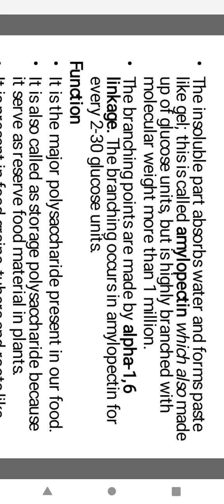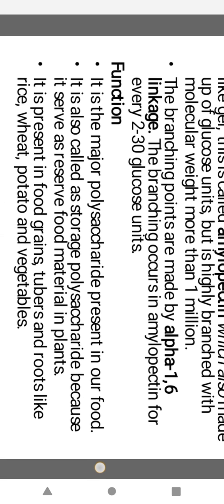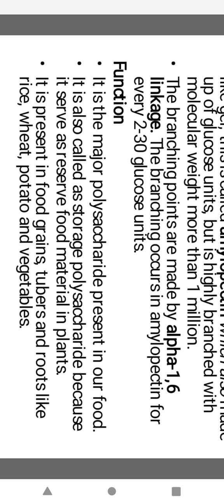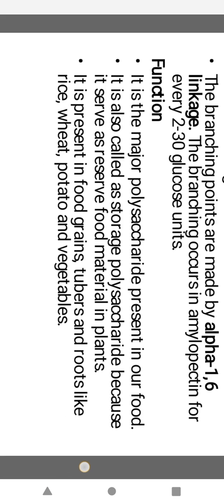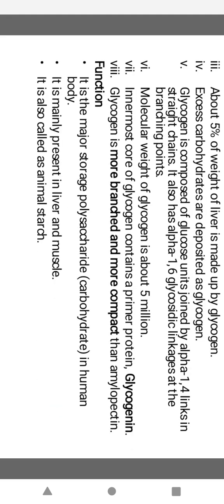So here we can understand that amylose contains a linear chain of glucose, but amylopectin is a branched chain of glucose units. Next, we see about the functions of this starch. It is the major polysaccharide present in our food. It is also called a storage polysaccharide because it serves as a reserve food material in plants. It is present in food grains, tubers, and roots like rice, wheat, potato, and vegetables also.